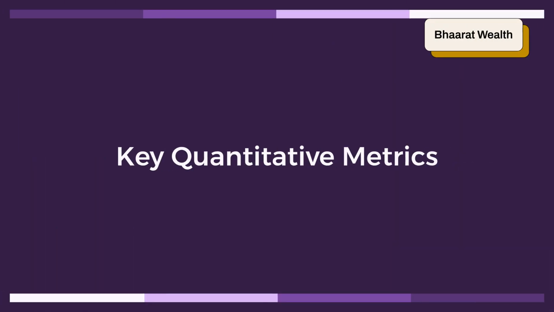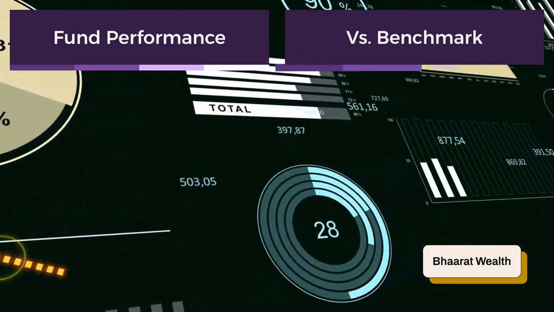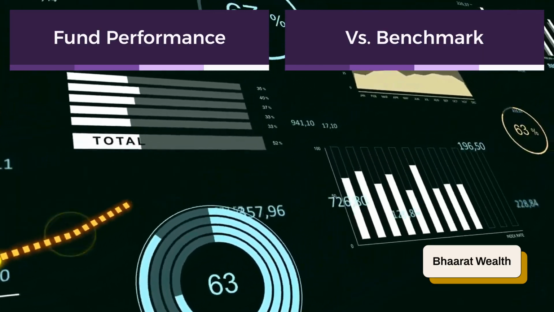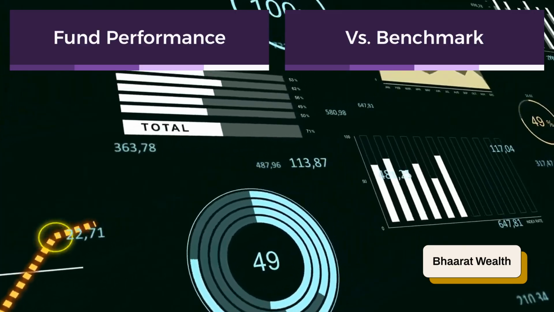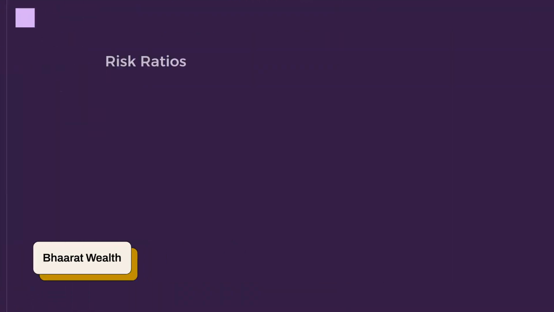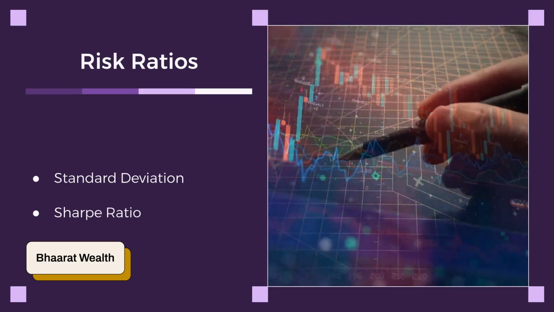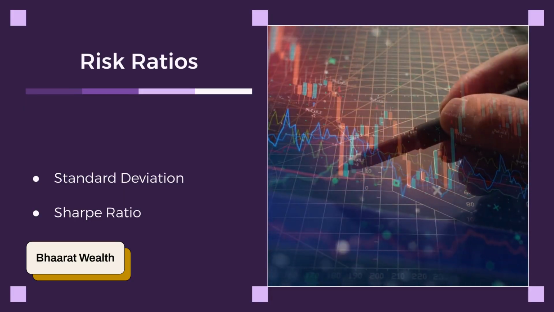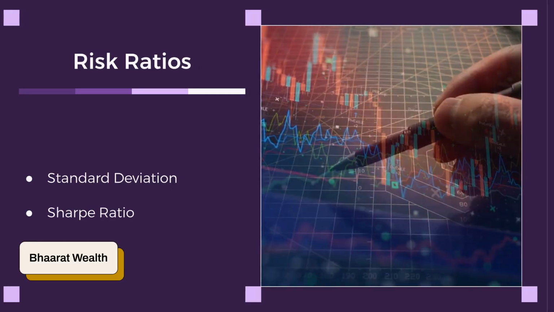Let's begin with the key quantitative metrics that you must evaluate when looking at any equity mutual fund. Always check the 3-year and 5-year rolling returns of the fund. Crucially, compare this performance against its designated benchmark index to ensure it's generating alpha. Risk ratios like standard deviation, which measures volatility, and Sharpe ratio, which calculates risk-adjusted returns, are essential to assess how much risk the fund takes for the returns generated.